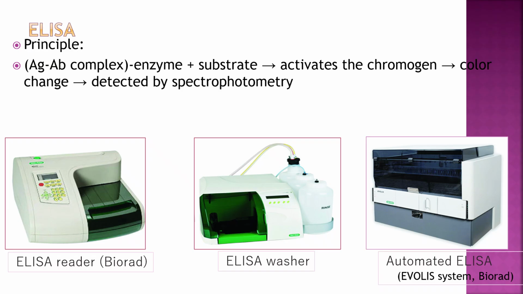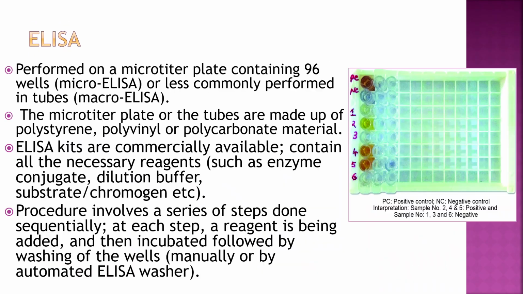ELISA principle: antigen antibody complex, enzyme, then substrate is added which activates the chromogen, and there is color change detected by spectrophotometry. And here you can see an ELISA reader, ELISA washer, and automated ELISA machine by Biorad. ELISA is performed on a microtiter plate containing 96 wells, micro ELISA, and sometimes in tubes, that is macro ELISA. The microtiter plate or tubes are made up of polystyrene or polyvinyl or polycarbonate material. ELISA kits are commercially available, and the procedure involves a series of steps done sequentially, and at each step reagent is added, incubated, and followed by washing.